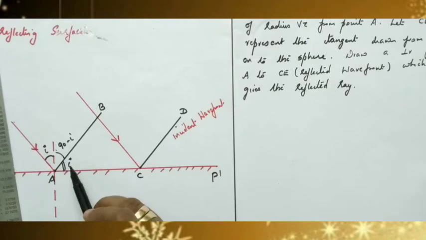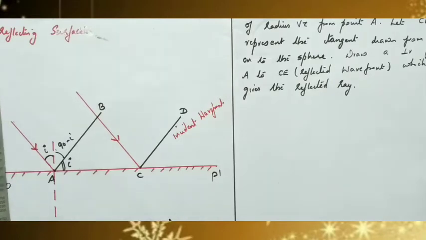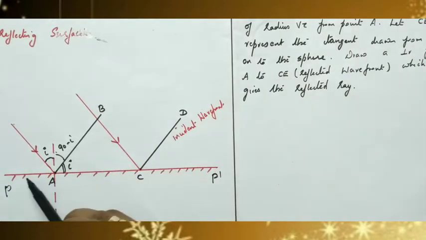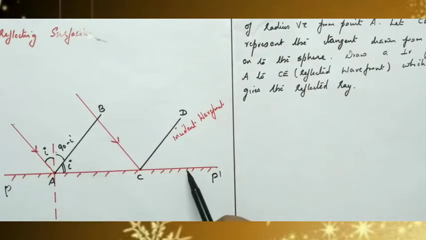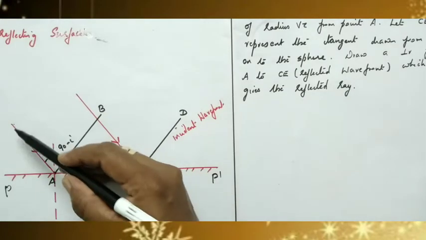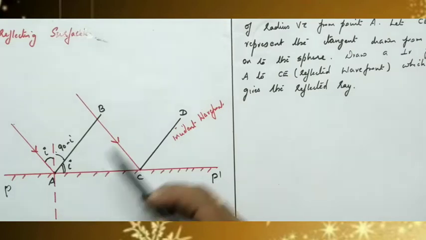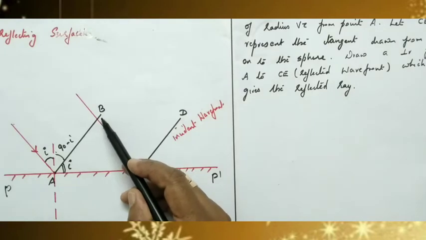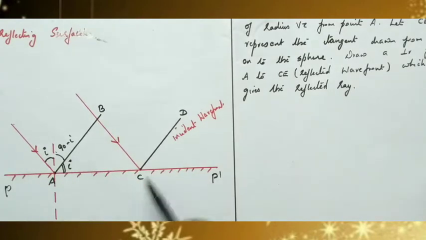In Huygens principle there is another definition for angle of incidence: the angle between the incident wavefront and the reflecting surface. In ray optics, angle of incidence means the angle between the incident ray and the normal. In wave optics, using Huygens principle, we define angle of incidence as the angle between the incident wavefront and the surface.